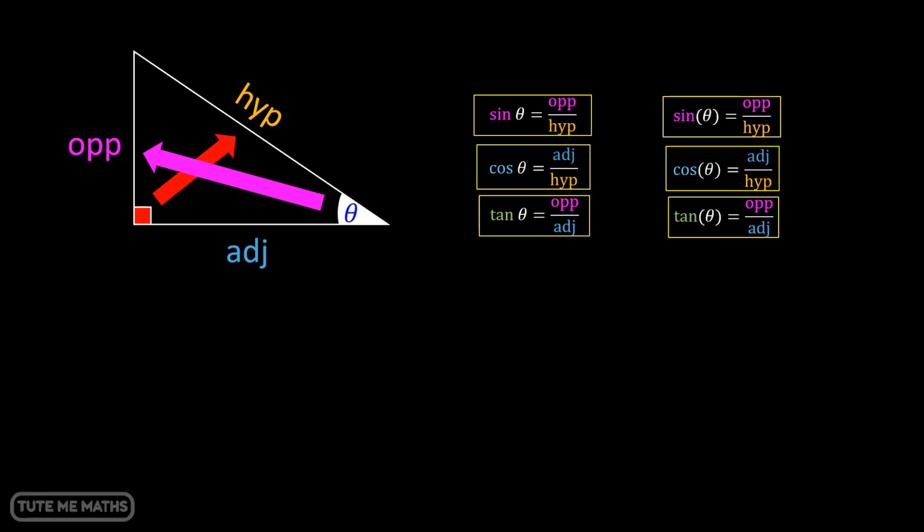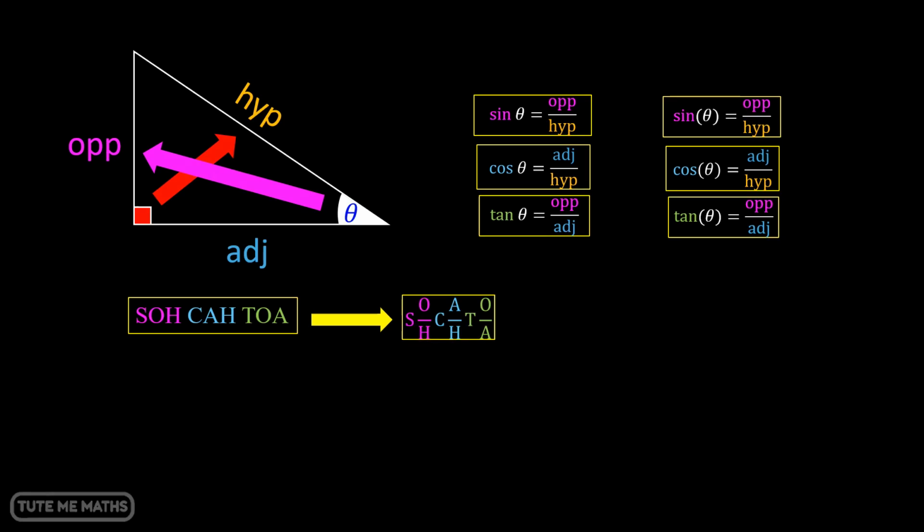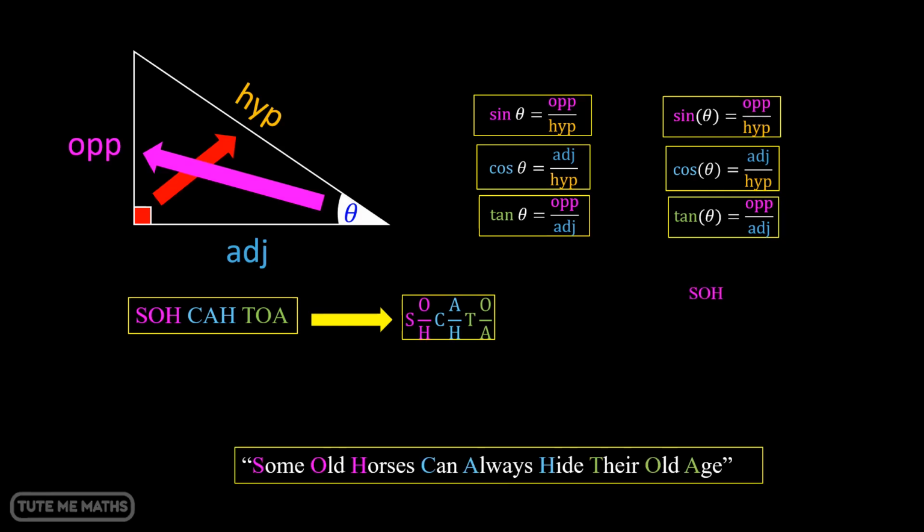You need to know these ratios well before you can use them for solving trigonometric problems. So let's look at some memory aids to help you. Firstly, the acronym SOHCAHTOA shows the first letter of the ratio name and the correct order of the sides for each ratio, especially if you write it like this. And here is a simple mnemonic to help remember the acronym. Some old horses can always hide their old age. There are many other versions, so pick one that suits you, or you could even make up your own.